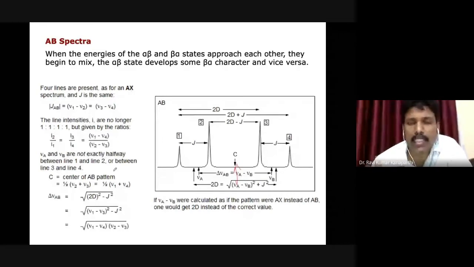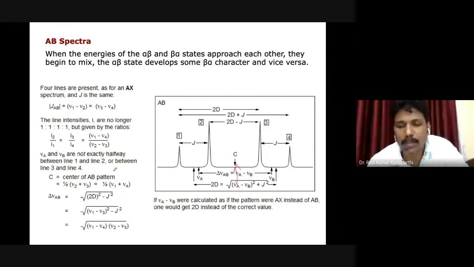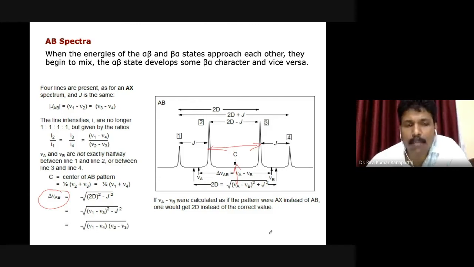AX is straightforward, but in the case of AB, it is not a quadrant and it is not a doublet of a doublet. So it is in between. Therefore, we have to find out this difference in the AB. How do you find the difference? The best way is to take the difference of these inner lines and then report it. But that will not always be true. In certain cases the coupling will be different.